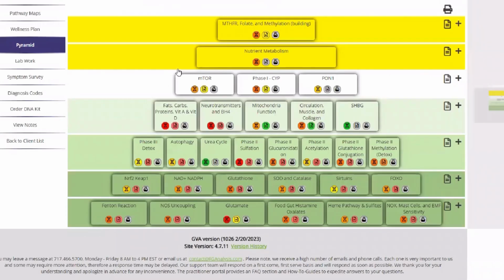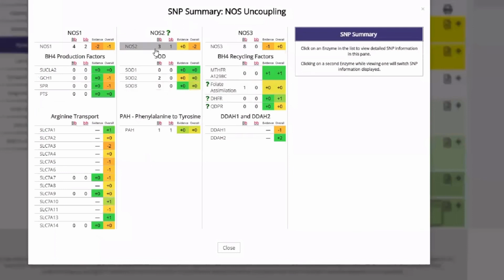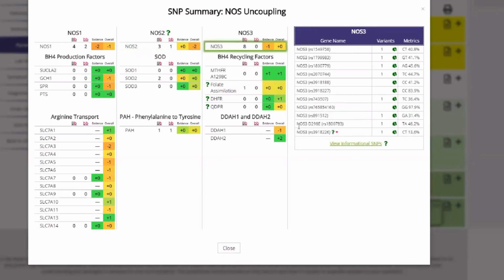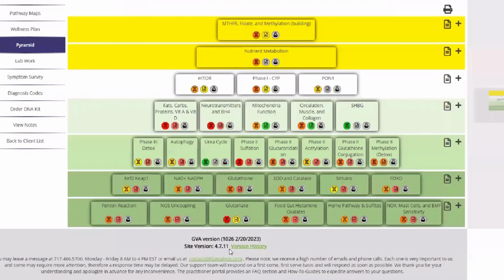And then I go into NOS uncoupling, and I can see here that this person has a homozygous polymorphism in NOS2, which can be upregulated, which it is, which is going to drive up reactive oxygen species. And they also have a downregulation in NOS3 that's used to quench that process. So that's one area there.